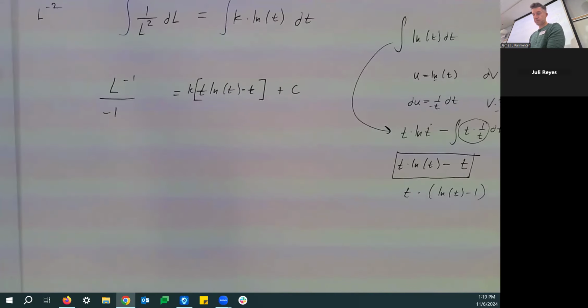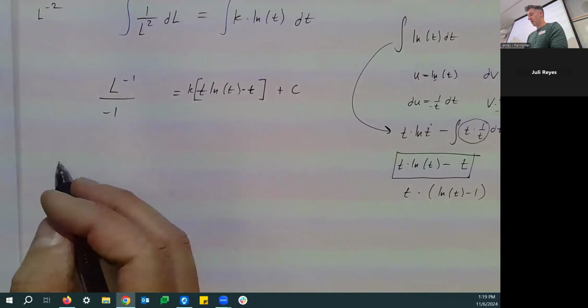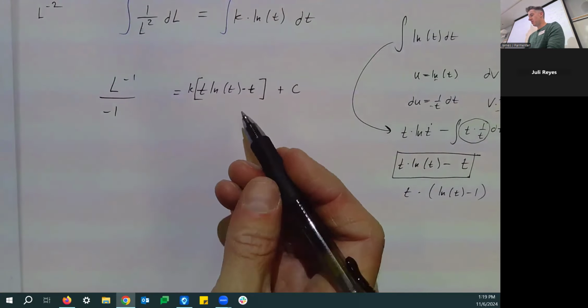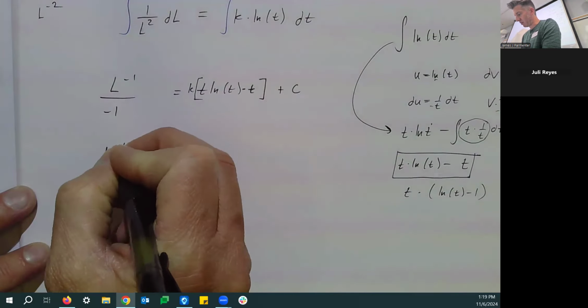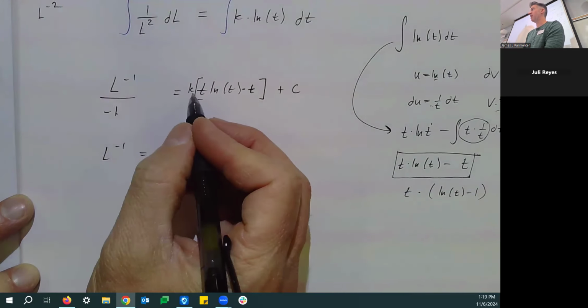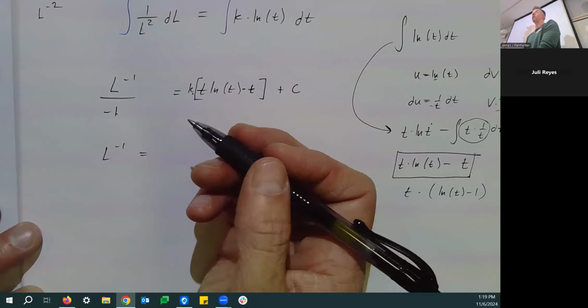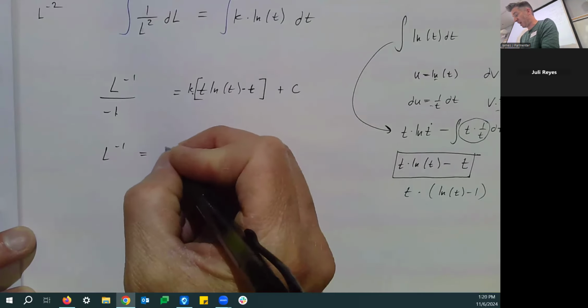So now I'm trying to solve for L. Couple things. I'm going to multiply both sides by -1, and it's not actually really going to change the right-hand side. Here's what I mean. If I have L to the minus 1 equal to -1 times a constant, is this going to give me a new constant? I could call it something else if you wanted me to. I'm just going to call it K.